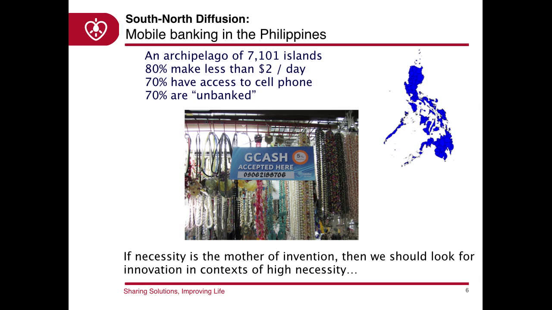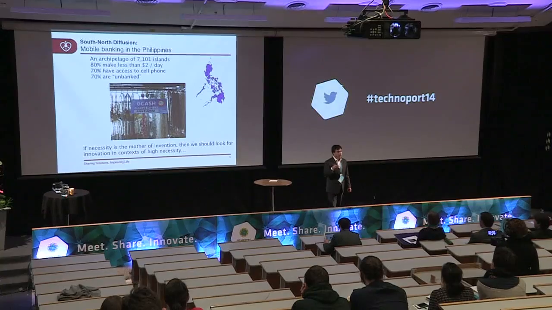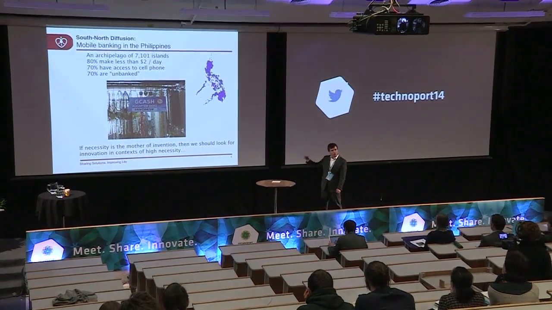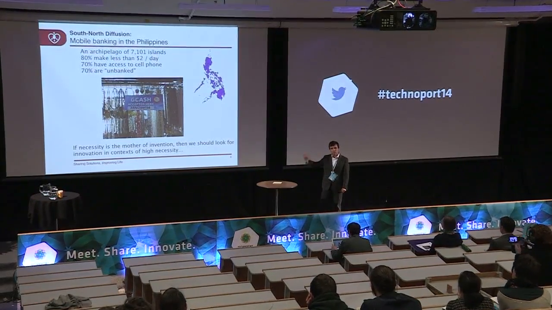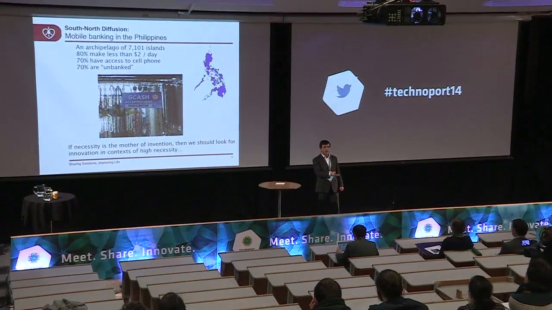People over there live on average with less than $2 per day. What's remarkable is that 80% of these people have a cell phone. A similar percentage is also what they call unbanked, meaning they don't have access to a bank. Really meaning that sometimes, to go to a bank, you actually need to take a day trip to another island. So it's not very comfortable.